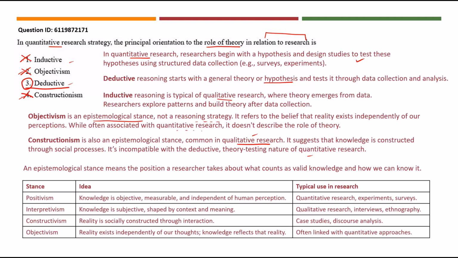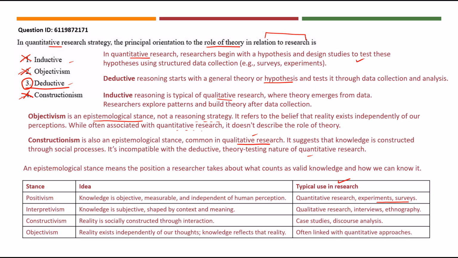Now we learn about epistemological stance since I thought it can be helpful for you. An epistemological stance means the position a researcher takes about what counts as valid knowledge and how we can know it. There are 4 stances available, and after seeing what is the meaning of that particular stance, we will see how it is used in research, because for this unit we need this part only. Let's start with the first stance, positivism. Knowledge is objective, measurable and independent of human perception. This is used in quantitative research like experiments and surveys.